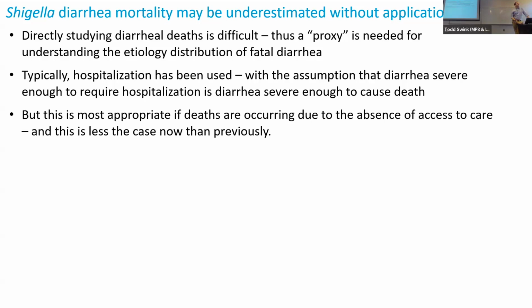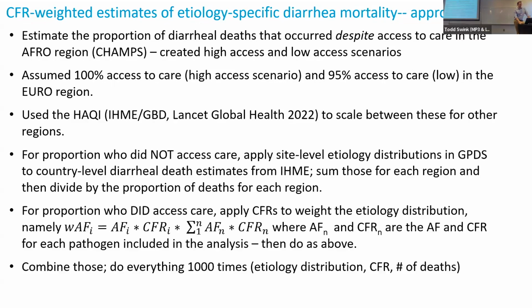The issue with that is I think it's becoming less and less appropriate to say that children die of diarrhea because of poor access to care. Diarrheal deaths have come down quite a lot, and probably improved access to care is a large part of that, and better use of oral rehydration and the available point of care strategies for acute dehydrating diarrhea is part of that. So what if a lot of deaths are now occurring despite access to care? And what is the difference in the etiology distribution of diarrhea that, even though you get to the hospital and get rehydrated, is still associated with mortality? So we wanted to do what we called CFR weighted estimates of etiology specific diarrhea mortality. So case fatality rate weighted estimates.